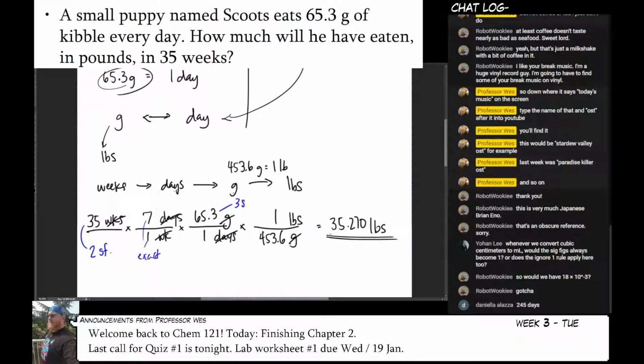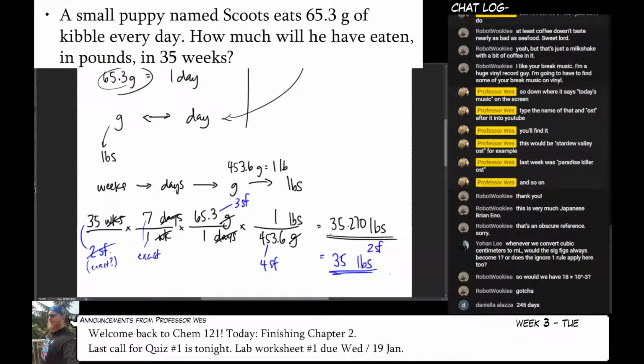This is 3 sig figs, and this is 4 sig figs. So my intent is that you should have 2 sig figs in your answer here. But if you ended up saying, well, this is exact, so I'm going to use 3 instead, then whether you wrote 35 or 35.2, I think I would accept either in this case.